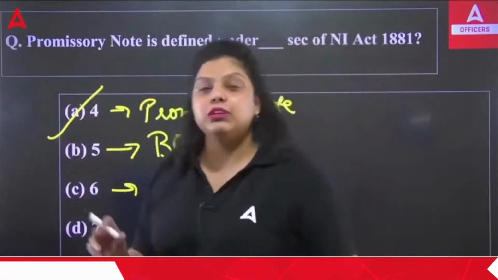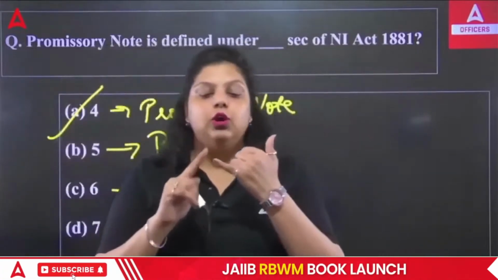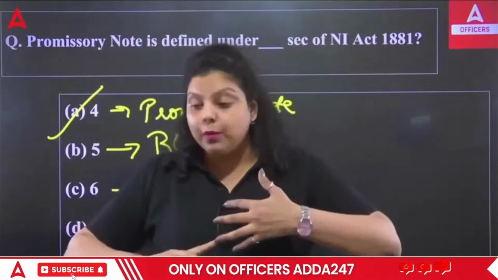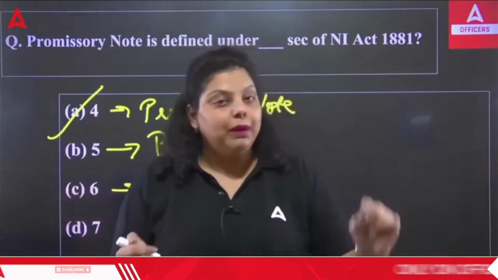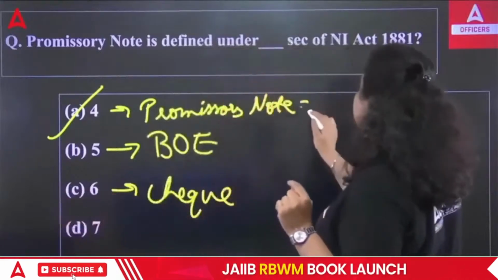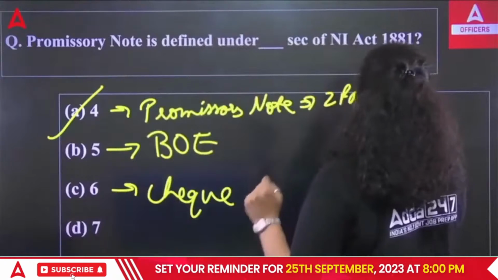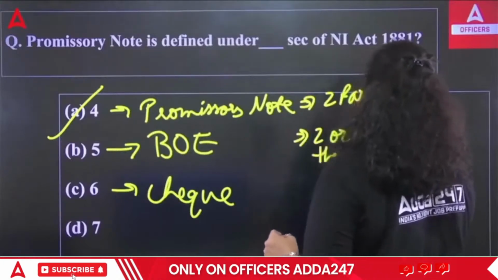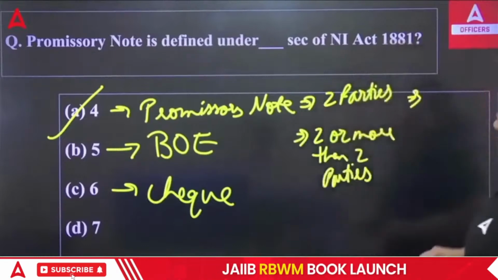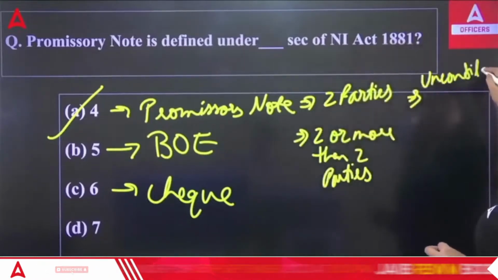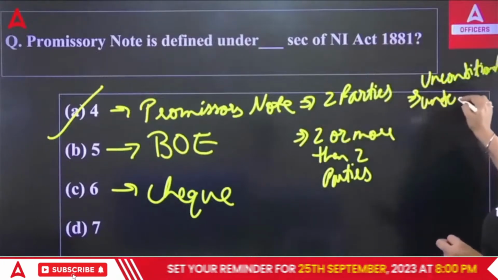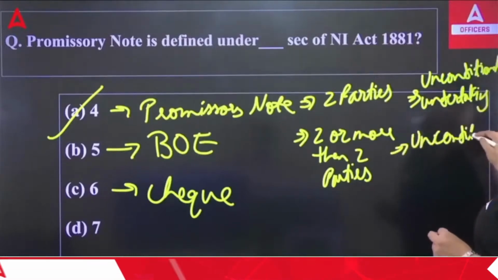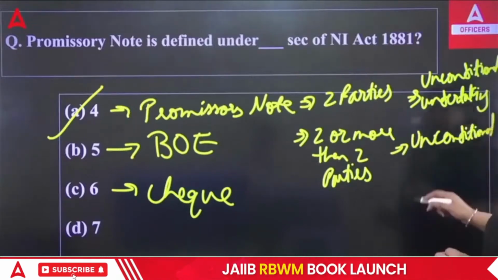Now promissory note and bill of exchange are kind of similar documents. They both are documents in writing. They both will be promising to pay a certain sum of money to a certain person. But there is a difference. The difference is that in the promissory note, two parties will be involved. In bill of exchange, two or more than two will be involved. The next difference is that in the promissory note, there is an unconditional undertaking, and in case of bill of exchange, it will be an unconditional order.